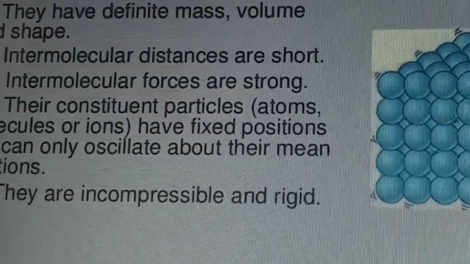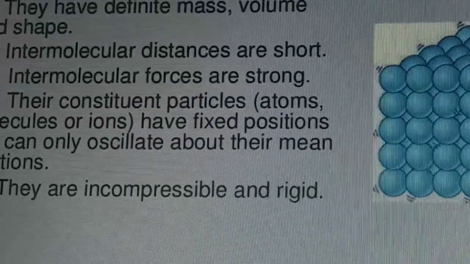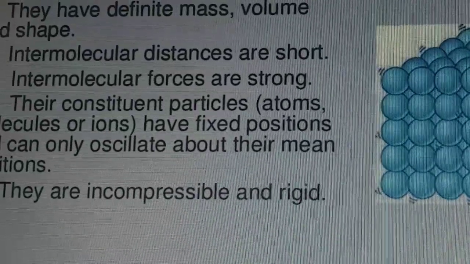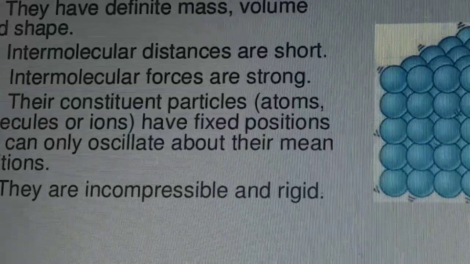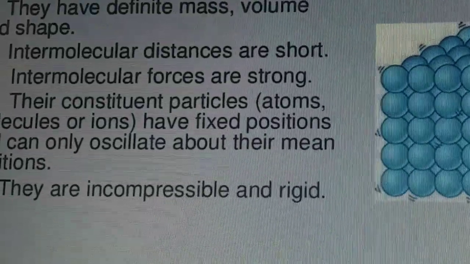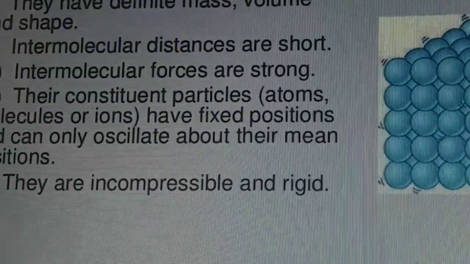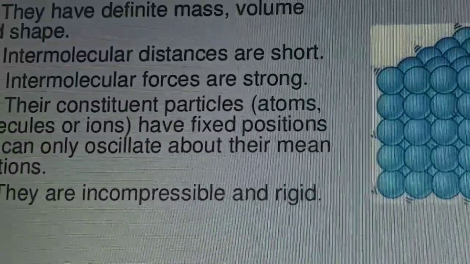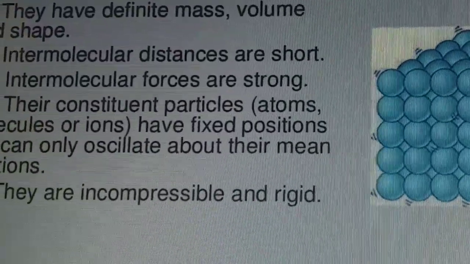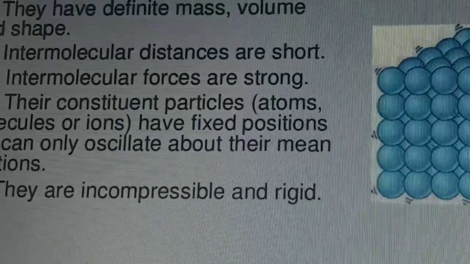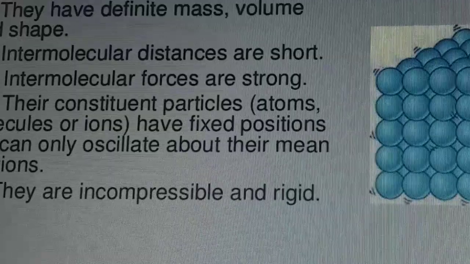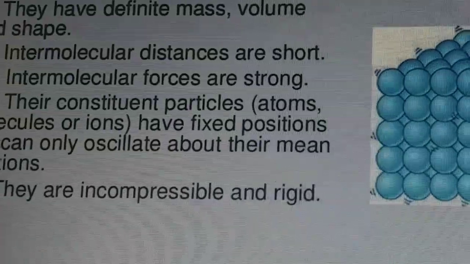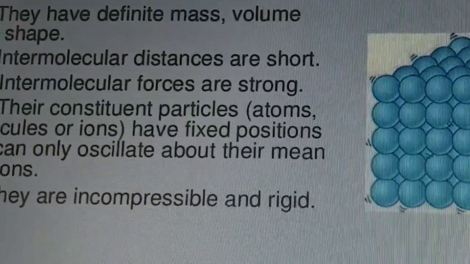and the intermolecular distances between the constituent particles are very short. But at the same time, the intermolecular forces between the constituent particles are very strong. The constituent particles here may be atoms, molecules or ions. These particles have fixed positions and they can only oscillate about their mean positions.